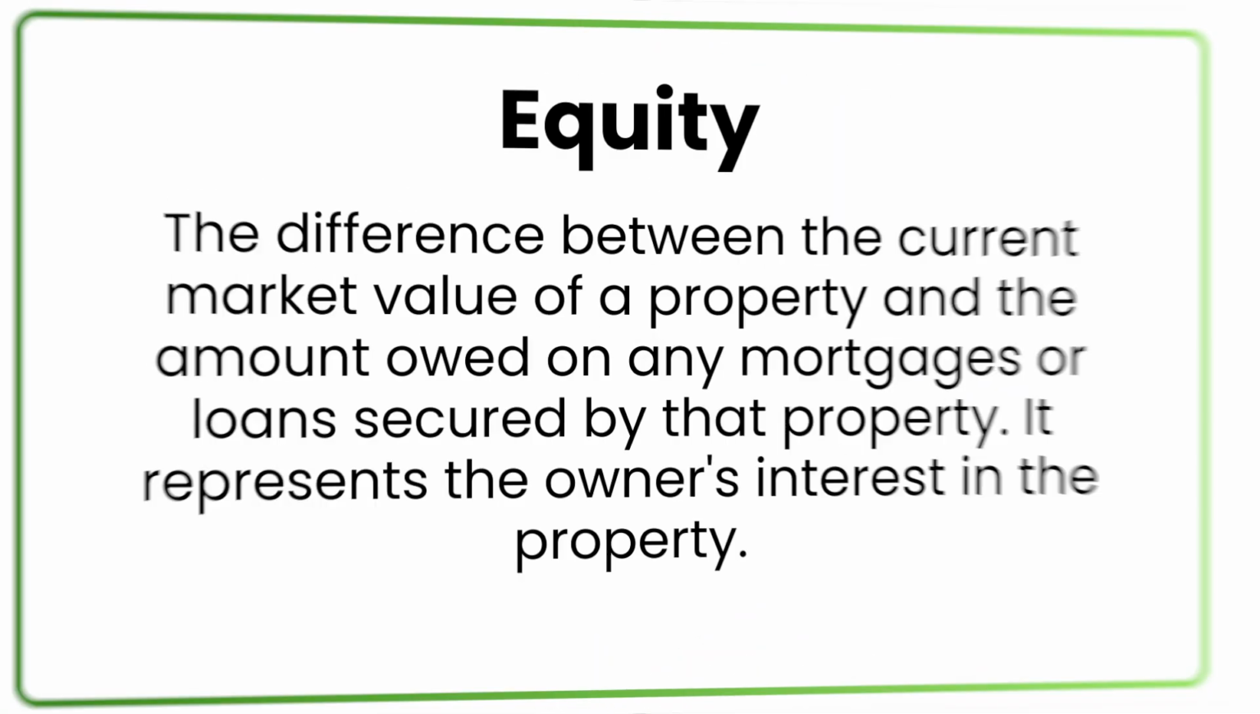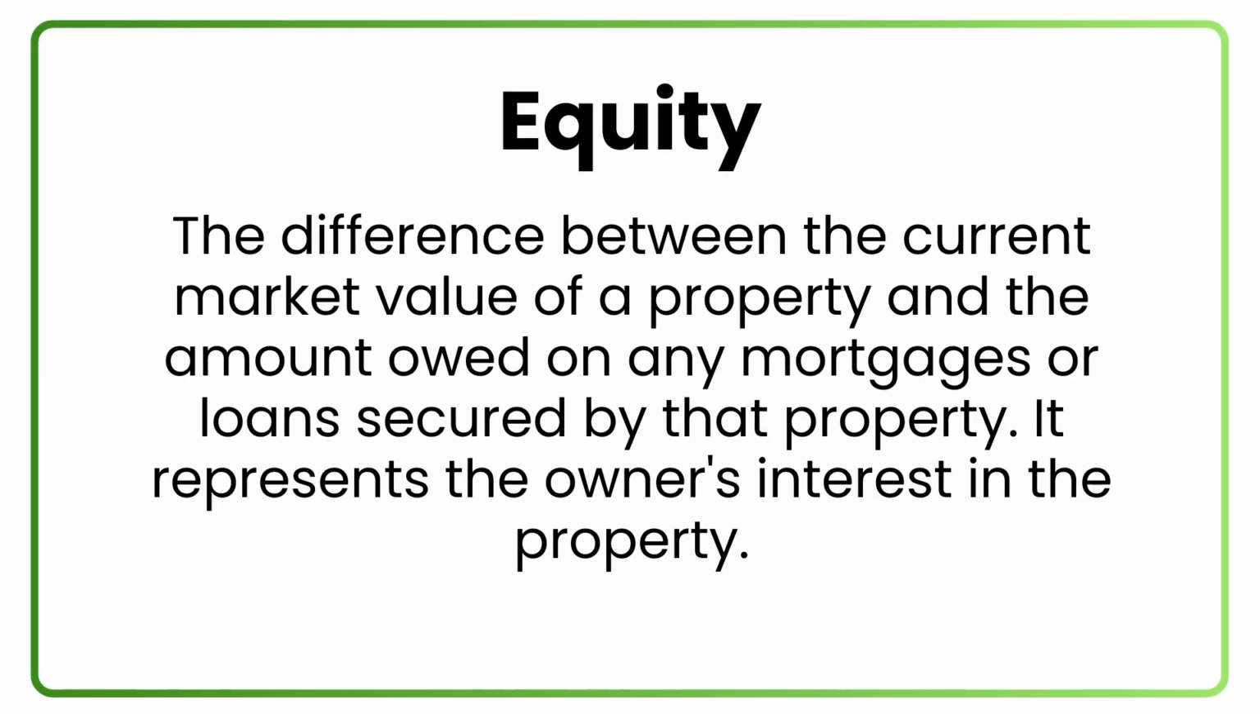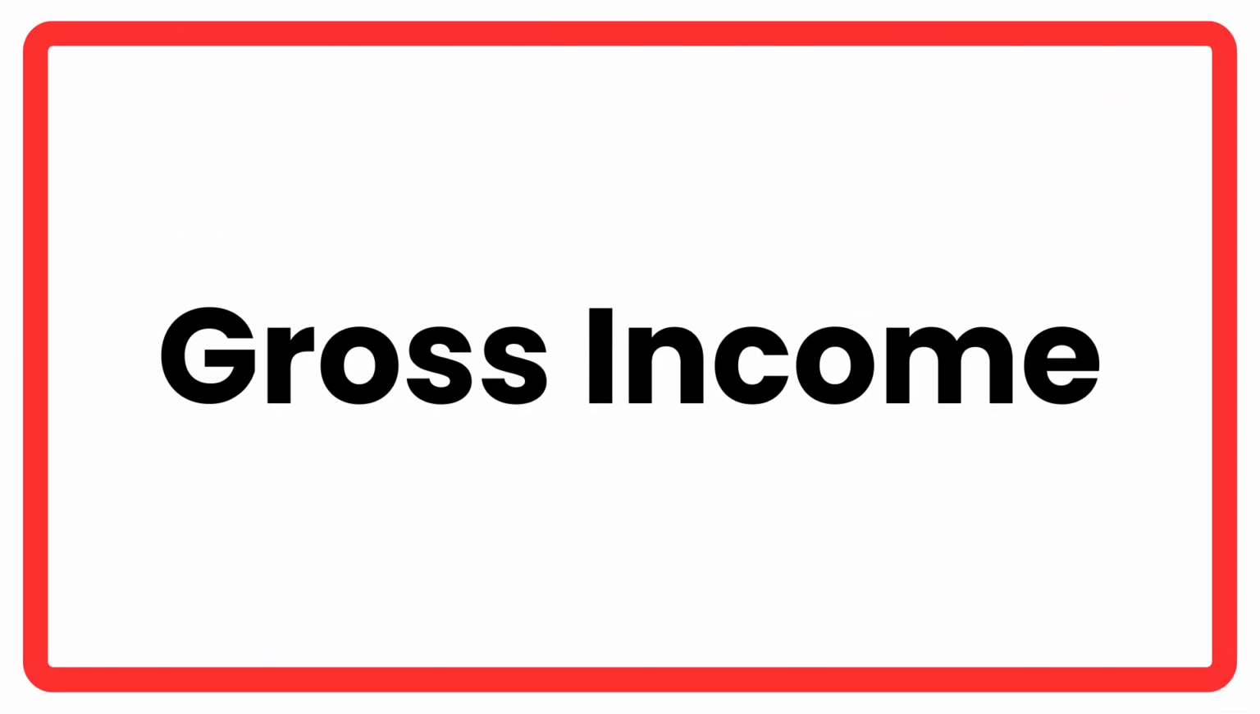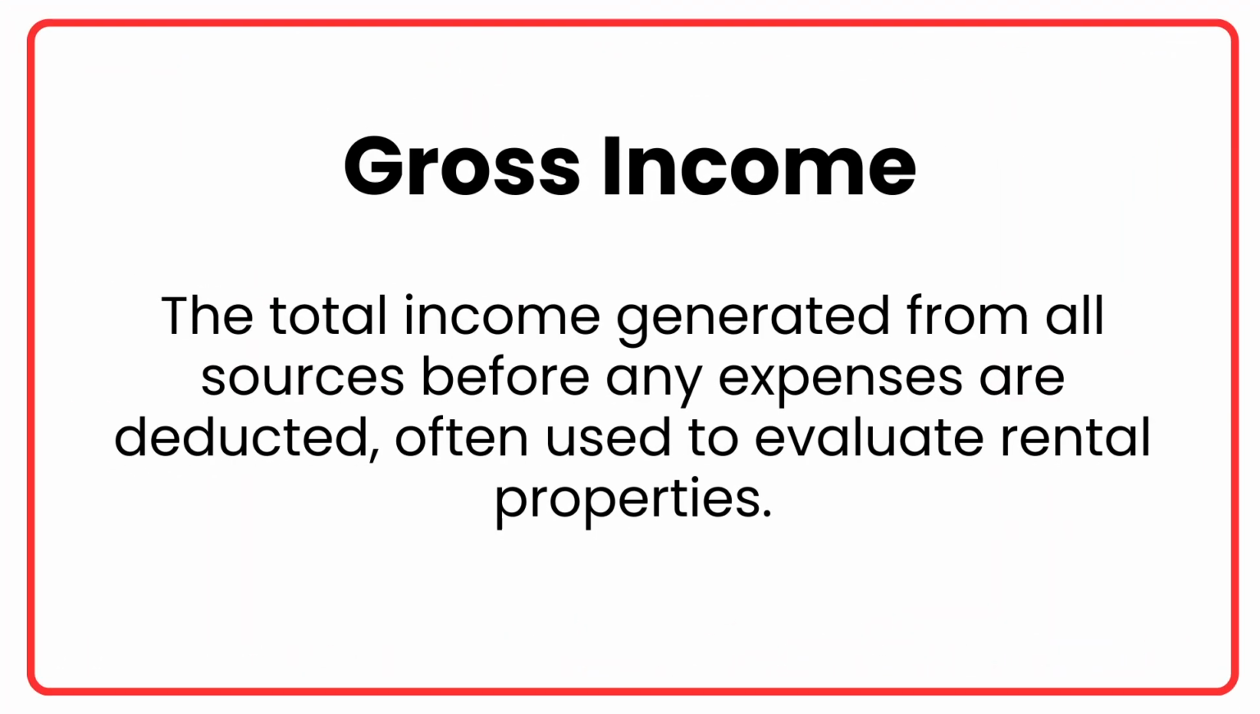Equity. Equity is the difference between the current market value of a property and the amount owed on any mortgages or any loans secured by that property. It represents the owner's interest in the property. Gross income. Gross income is the total income generated from all sources before any expenses are deducted, often used to evaluate rental properties.